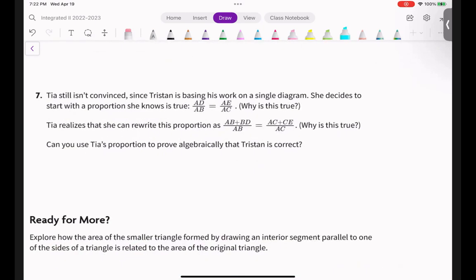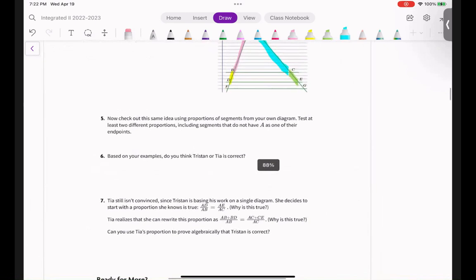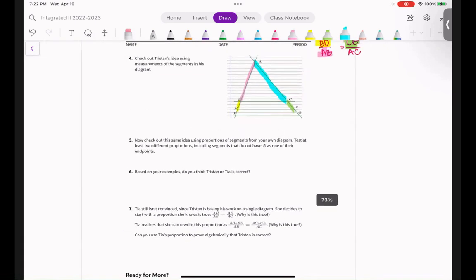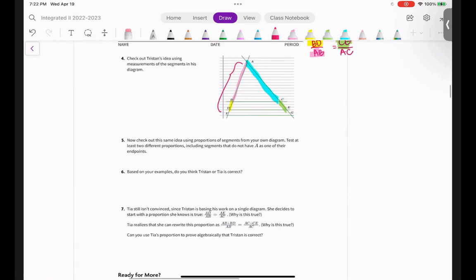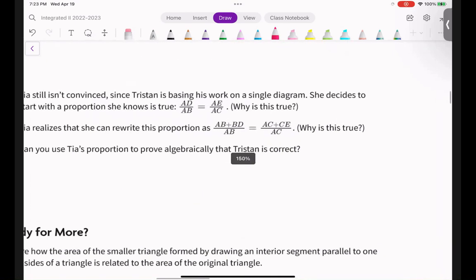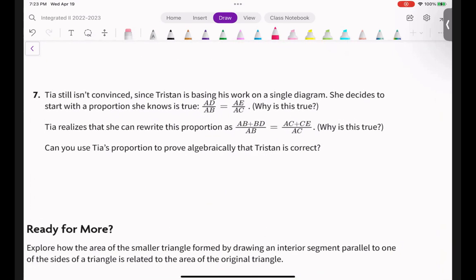Okay, so she knows that this is true. Tia realizes that she can rewrite this proportion. So instead of looking at AD, she could look at AB plus BD. And that's true, right? AD, this whole guy here, is AB, this pink part, plus the yellow part. So that's true, right? So it says, why is this true?